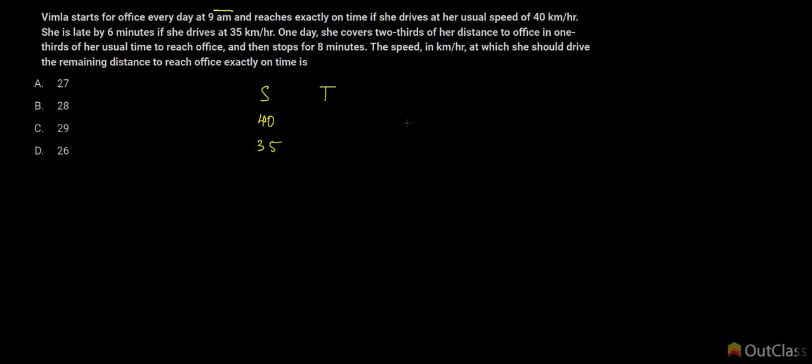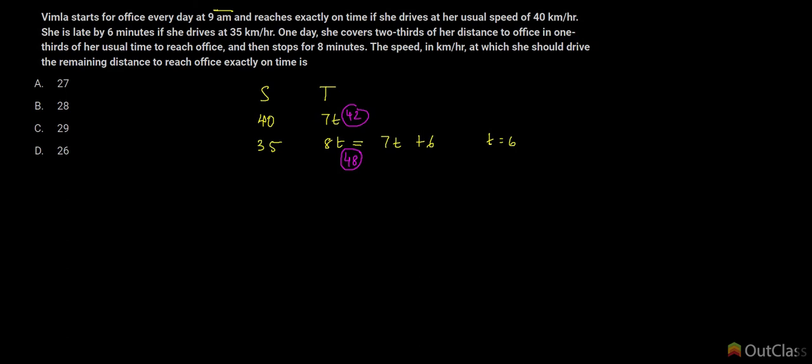So speed and time are inversely proportional. The speeds are given as 40 and 35, which are in the ratio 8:7. So the times are going to be in the ratio 7:8. You can take them as 70 and 80. What they've given us is 80 is 6 minutes late compared to the 70. This would give you t is equal to 6. That would give you normal time 42 minutes. That day when she was late, she took 48 minutes. That is the first part of the question.